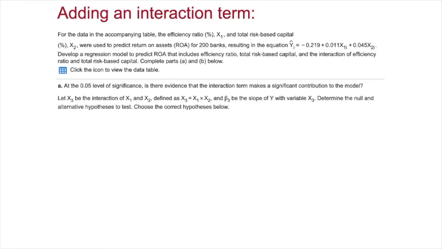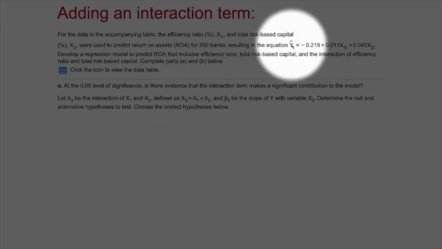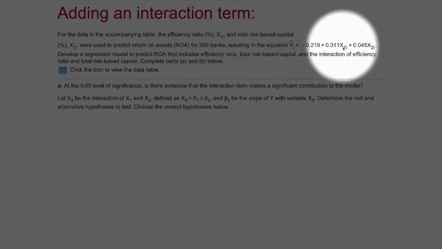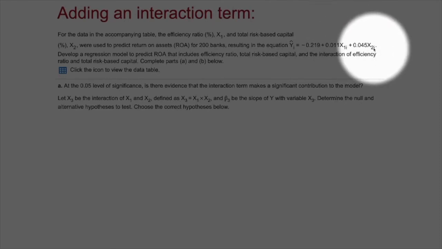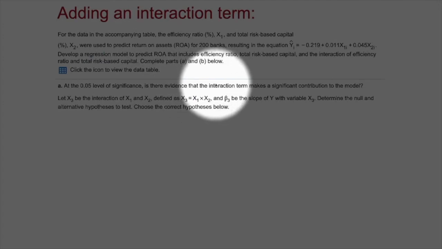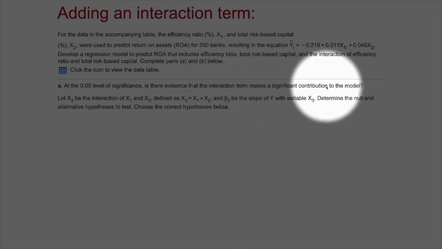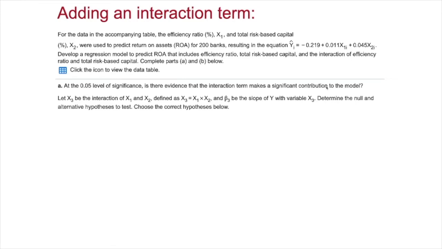You will also get questions about how to add an interaction term. So here, they are already giving you a full equation with the y hat being predicted on the x1i and the x2i. And they're asking you whether you can find evidence that the interaction term is a significant contribution to the model. So you're starting with an already complete model and you just want to add an interaction term.